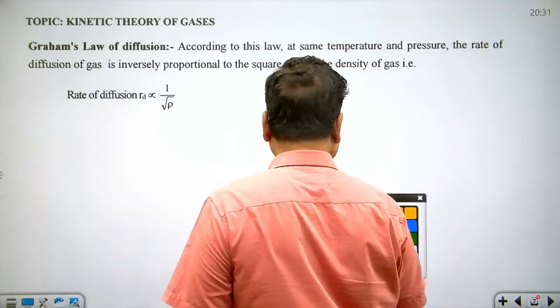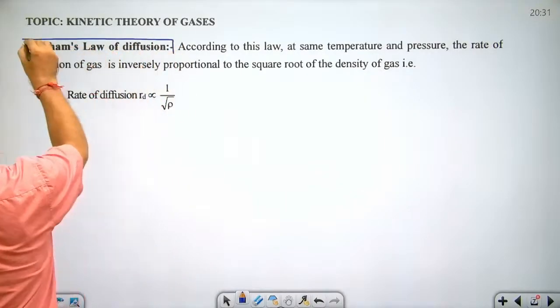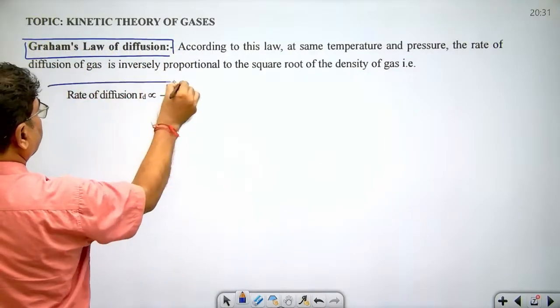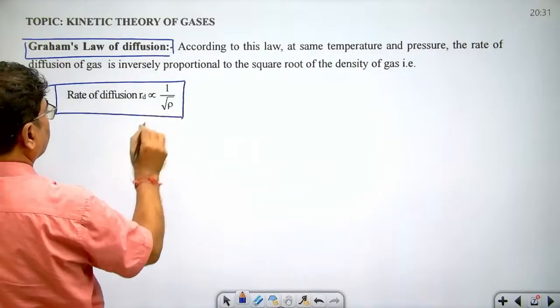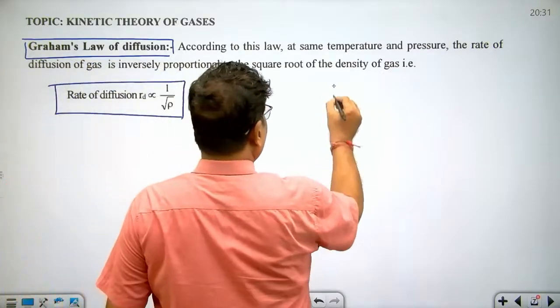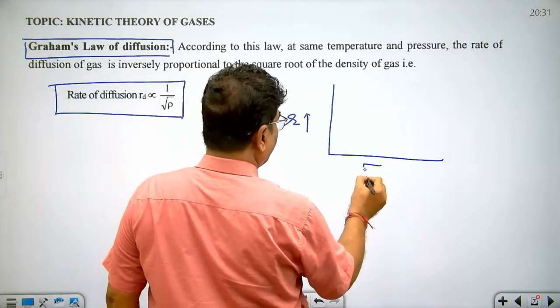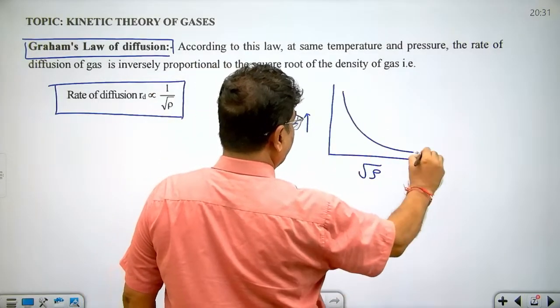Now let's see about the Graham's law of diffusion. The rate of diffusion is inversely proportional to square root of density. The graph between rate of diffusion and square root of density is a hyperbola.